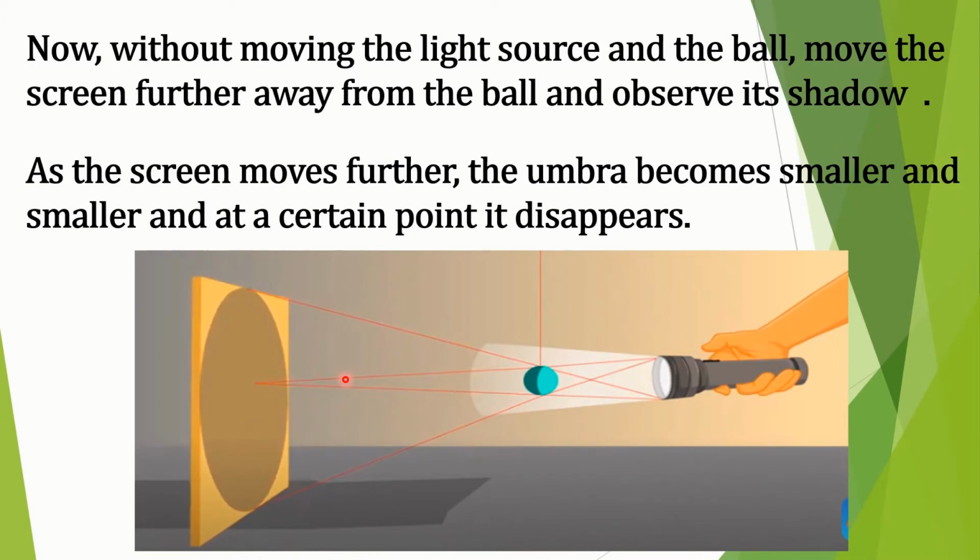Now, without moving the light source and the ball, move the screen further away from the ball and observe its shadow. Students, as the screen moves further, the umbra becomes smaller and smaller, and at a certain point it disappears.